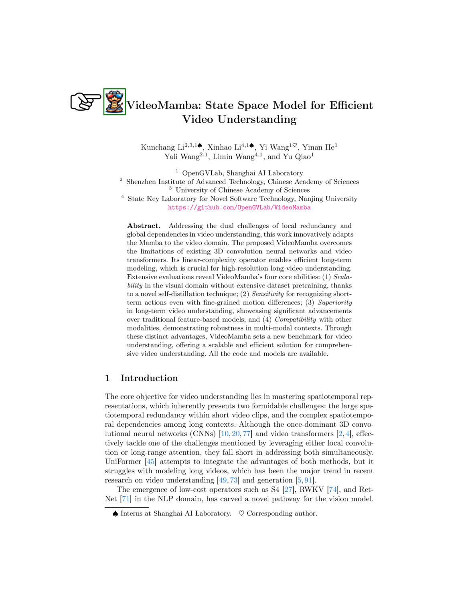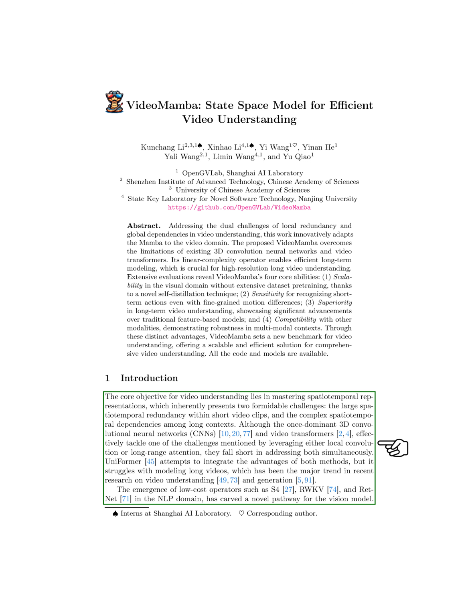Section. Introduction. In this section, we delve into the core objective of video understanding, which revolves around mastering spatiotemporal representations. This poses two main challenges: dealing with the redundancy in short videos and handling the dependencies among long contexts. While 3D convolutional neural networks, CNNs, and video transformers have been successful in addressing one of these challenges, they struggle to tackle both simultaneously. Uniformer tried to combine the strengths of both approaches but faced difficulties in modeling long videos, which is a key focus in current video research.